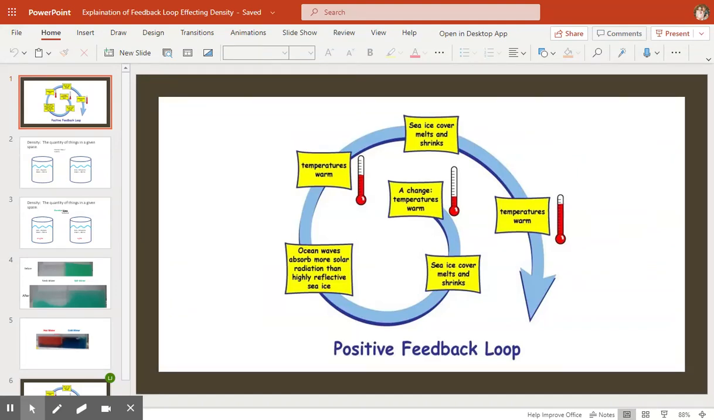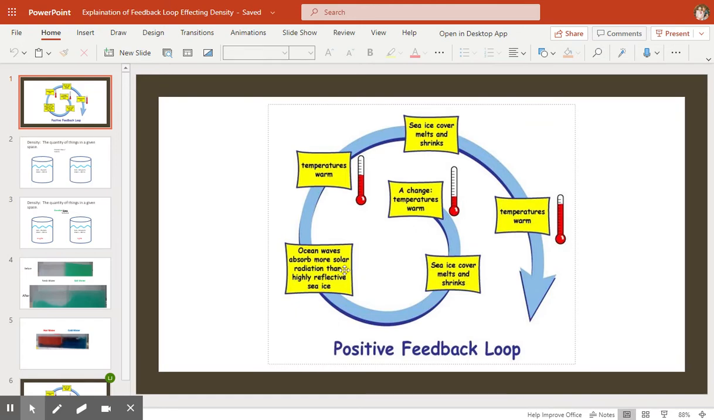Here's a short explanation on how albedo affects the density of ocean water. Okay, so albedo currently is a positive feedback loop in the ocean because it starts with temperature. So temperature's warm in the ocean. What happens is it melts sea ice.